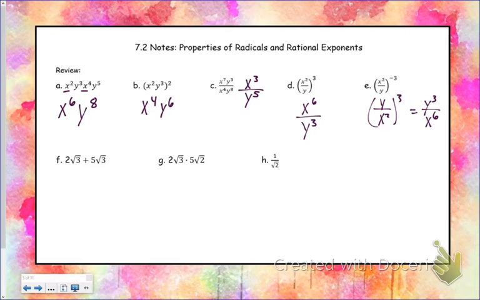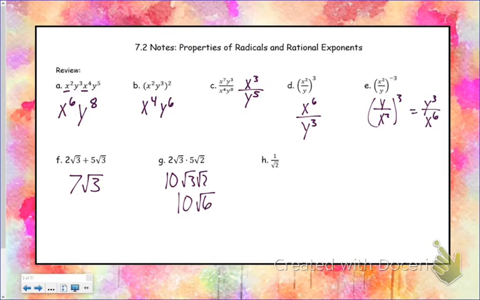Now let's look at properties of radicals. If you have the same radicals, you can add them together. So if you have 2 square roots of 3 and you add 5 square roots of 3, you have 7 square roots of 3. You are able to add those when they're the same. When you're multiplying, you can multiply the outside numbers together, but the square root of 3 times the square root of 2, you can multiply that, and that will be the square root of 6. We're going to look at that property a little bit more today.